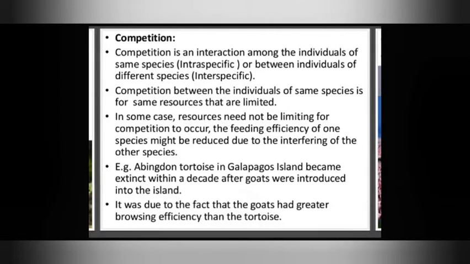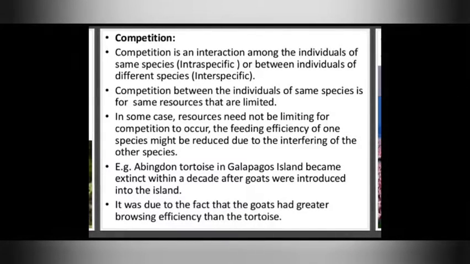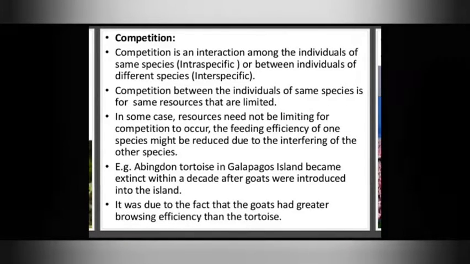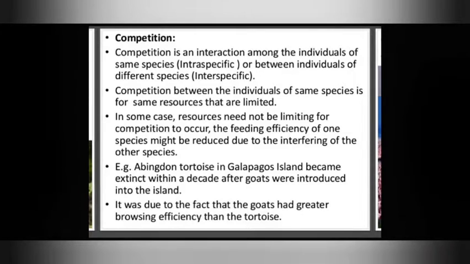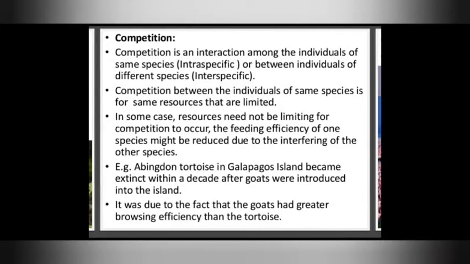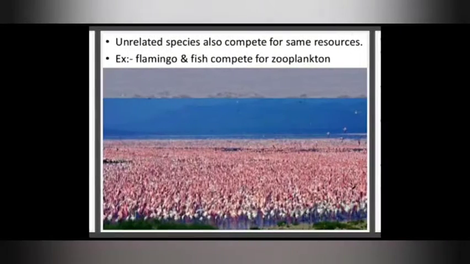The feeding efficiency of one species may be reduced due to interference by the other species. For example, the abundant tortoise in Galapagos Island became extinct within a decade after goats were introduced into the island. It was due to the fact that goats had a greater browsing efficiency than the tortoise.